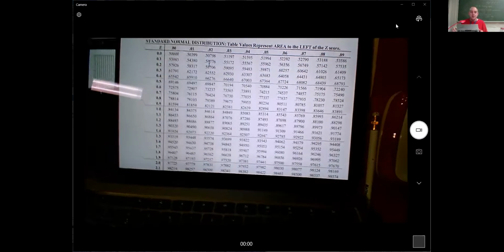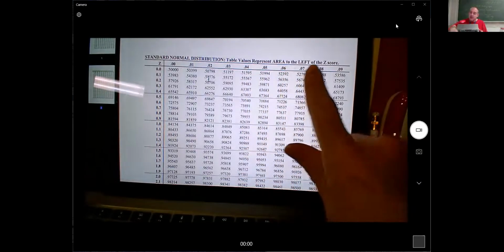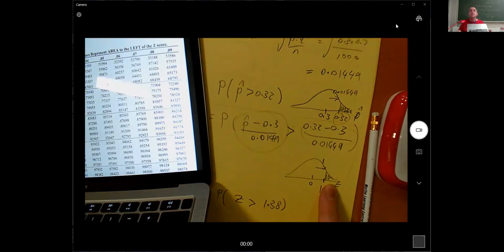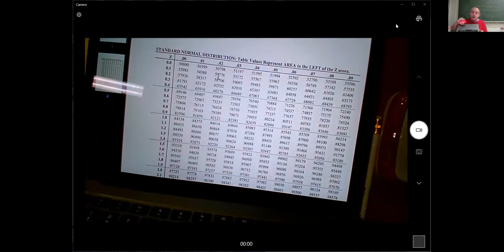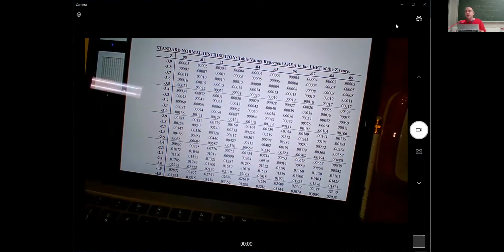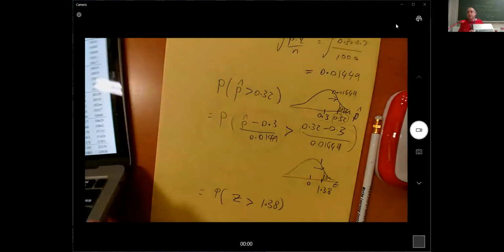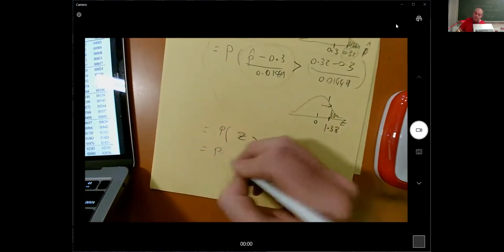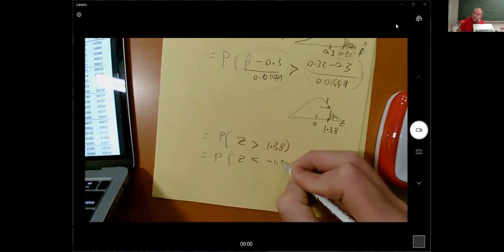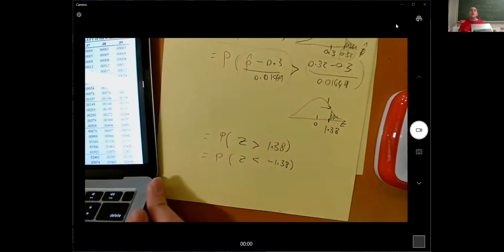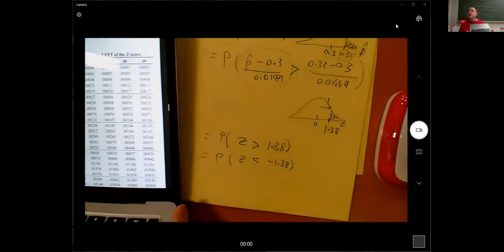So read this carefully. It says the table values represent the area to the left of the z-score. My picture, I need the area to the right. So I could do that, but I could also know that the thing is completely symmetrical. So I could do the area to the left of minus 1.38, and that would be fine as well. So this is the same as the probability that area is less than minus 1.38 because a normal distribution is perfectly symmetrical on either side of 0. And that avoids me having to do 1 minus anything along the way.